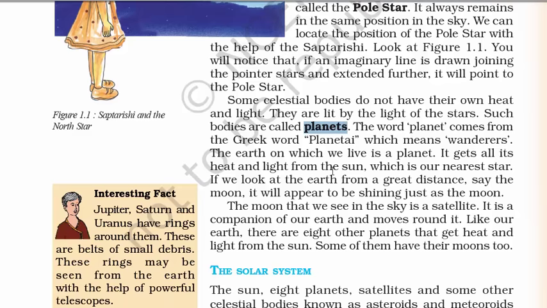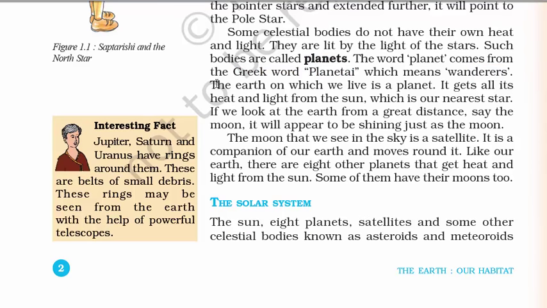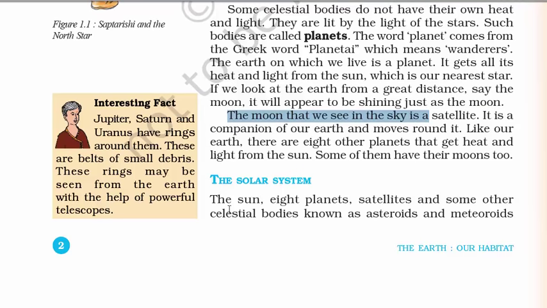Cool. We got this. One of the important things is that the word planet is derived from the Greek word planetai, which means wanderer. Anything else? The earth on which we live is a planet, we all know that. We get the heat and light from the sun. Cool. The moon that we see in the sky is a satellite. Very important, just remember this. Nothing else. The sun, 8 planets, satellites, and some other celestial bodies known as asteroids and meteoroids. So cool, this entire thing means the solar system.